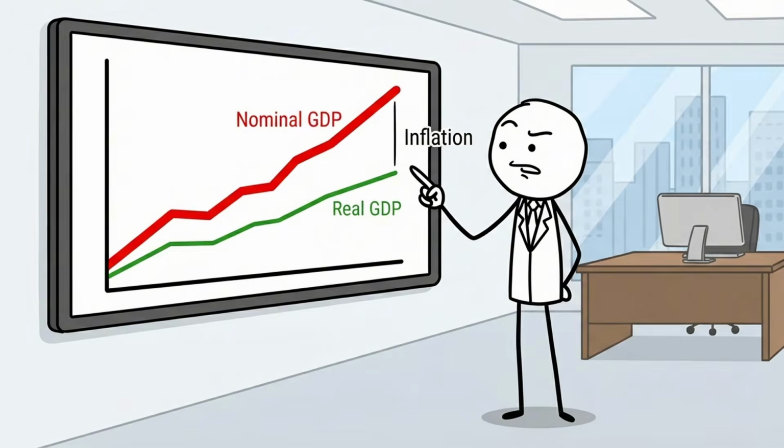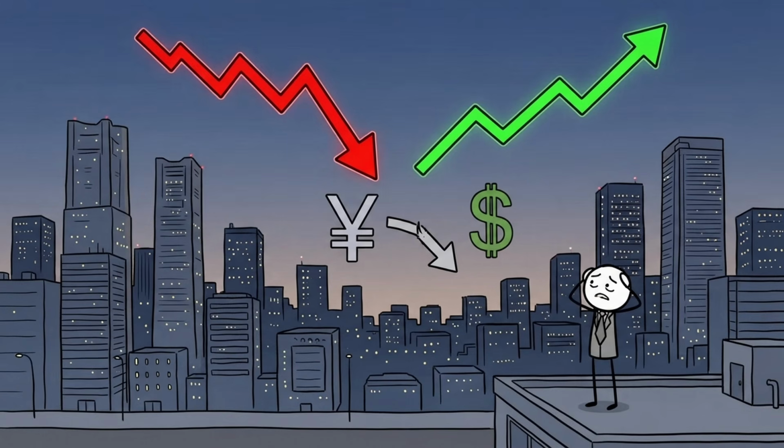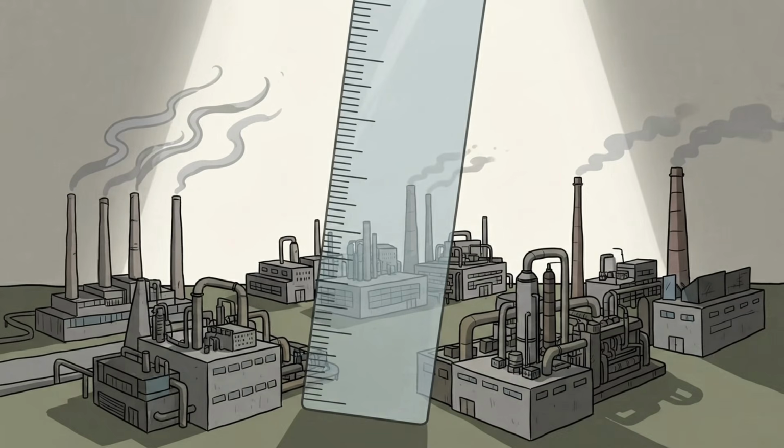That's inflation. And here's a real example. Japan's economy has been growing in yen for years, but the yen lost over 40% of its value against the dollar since 2021. So measured in dollars, Japan is shrinking. Same country, same factories, same output. Growing and shrinking at once, depending on which ruler you use.